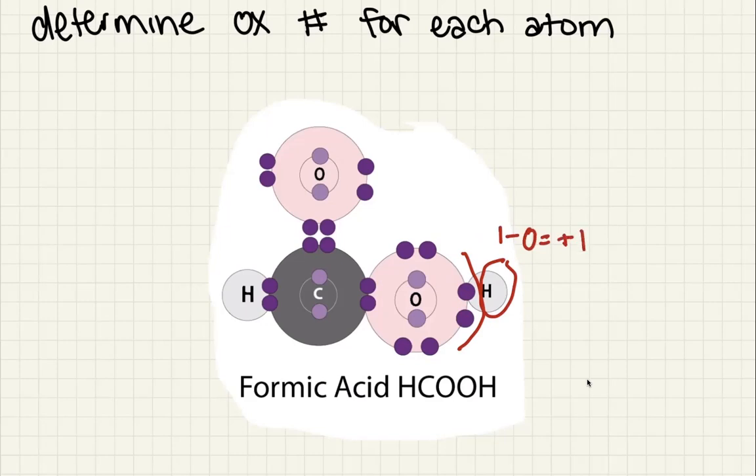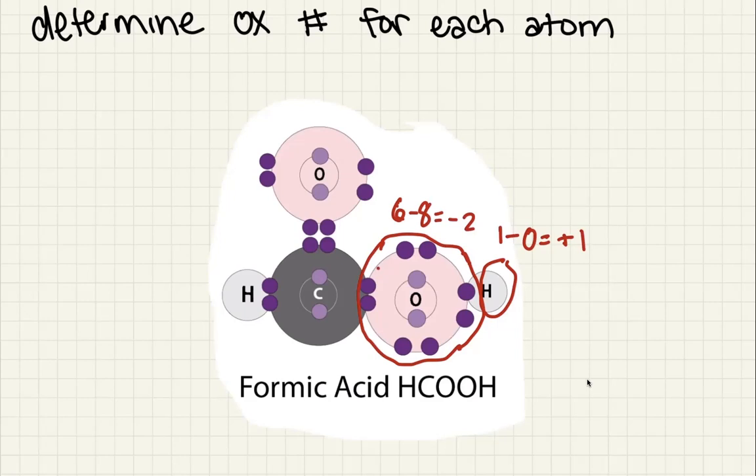Now we can't do the oxygen yet because we still have to account for this other bond that it's forming. Oxygen is still more electronegative than carbon, so it's going to keep these electrons as well. So when we split these up, this oxygen is going to end up with 8 electrons. It started with 6. 6 minus 8 is -2. So this oxygen is going to have an oxidation state of -2. Let's look at this other oxygen.